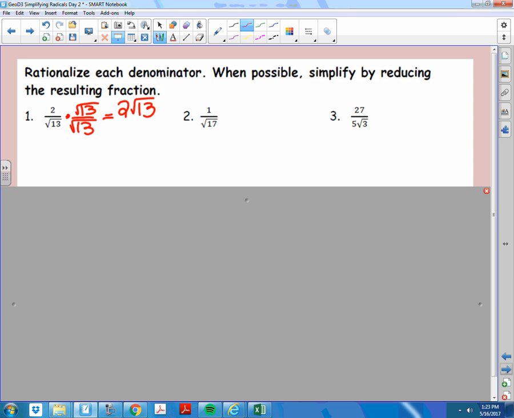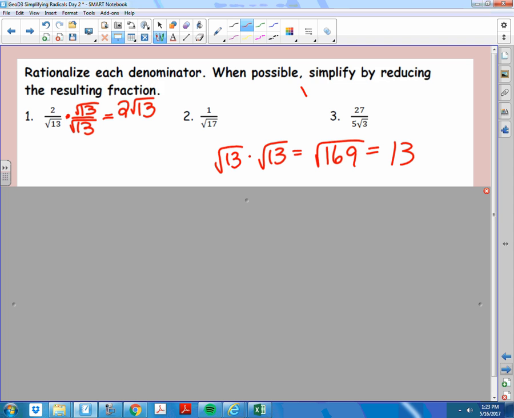Well, no, because the square root of 13 times the square root of 13 is the square root of 169, which just so happens to be 13. Then you didn't move your cursor out of the radical before you multiplied it, or you didn't close the parentheses.